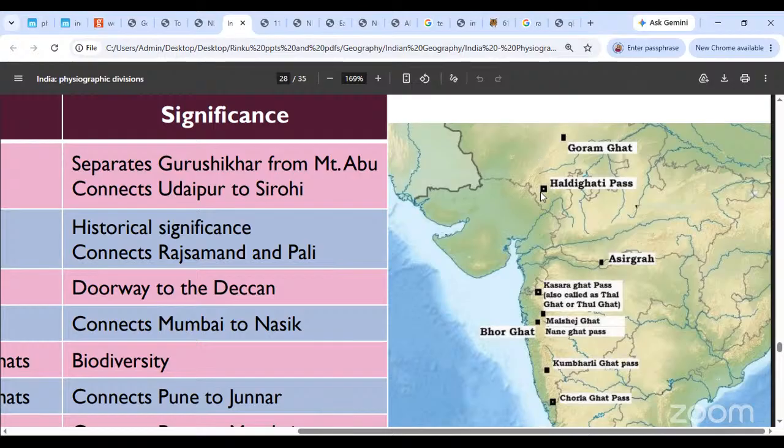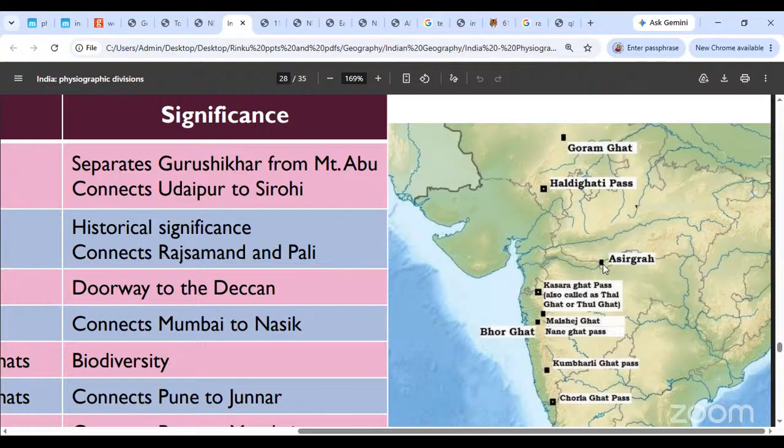Then you come to the Haldighati Pass. So that is clearly a thing. It has historical significance from the Battle of Haldighati. And it also connects Rajsamand and Pali. It connects both of them. Rajsamand is where you have the Kumbhalgarh fort and all that. You're looking at the marble capital of India, that place. Next you come to Asirgarh. Now look at Asirgarh's position.